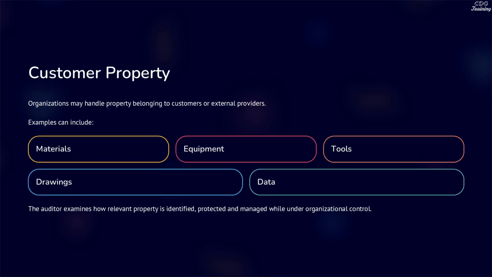Organizations may handle property belonging to customers or external providers, such as materials, equipment, tools, drawings, and data. The auditor examines how relevant property is identified, protected, and managed under organizational control.